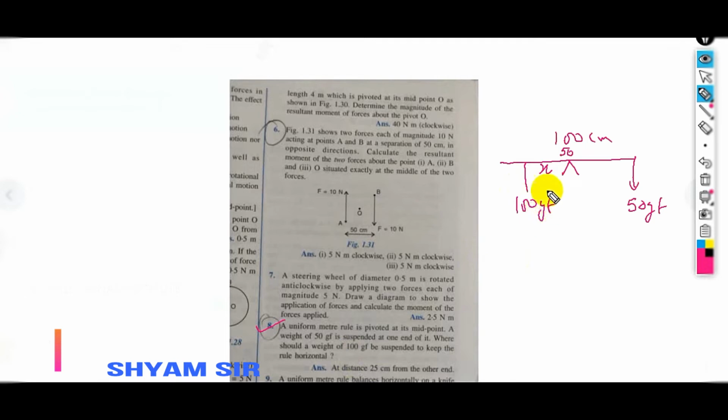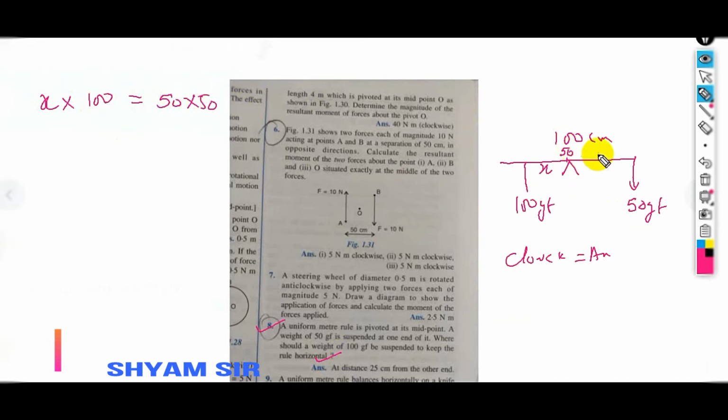Okay, as we have studied earlier, clockwise moment is equal to anti-clockwise moment, so that the condition is in equilibrium. Horizontal means equilibrium. So let this distance, all the distances would be measured from the center point, so we can write it as x into 100 is equal to 50 into 50.